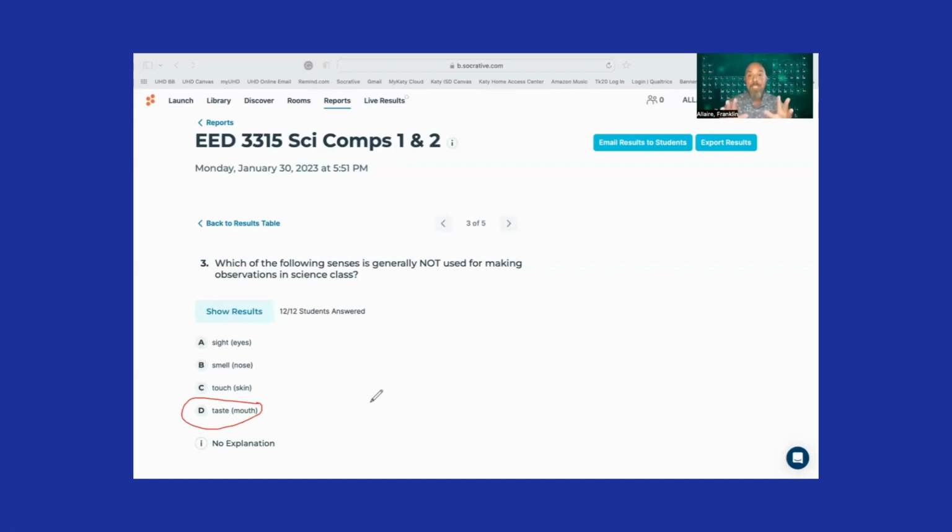Now, that's not to say that you can't use food for experiments. Food is great for experiments. You just need to be very careful about it, and you need to make your directions very clear to students when it's okay to eat something or drink something that you're using in the lab.